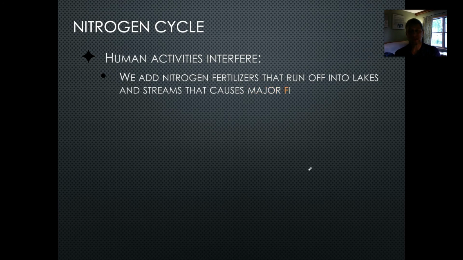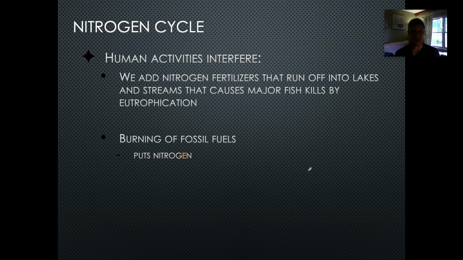This is a process by which there's so much extra nitrate in the water that plant forms, algae and other plants, grow so quickly that they actually kill off the animals that live in these aquatic environments. So fertilizers cause the plants in the water to grow, but too many plants actually kills off the fish and the other animals. We also release nitrogen oxide back into the atmosphere by burning fossil fuels, along with some other things.